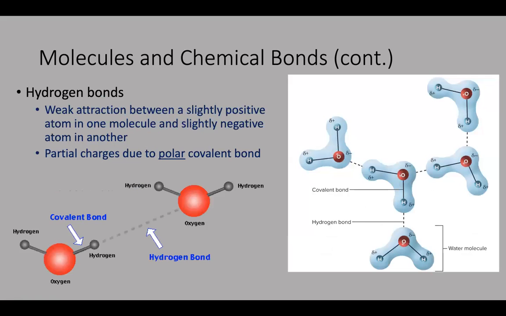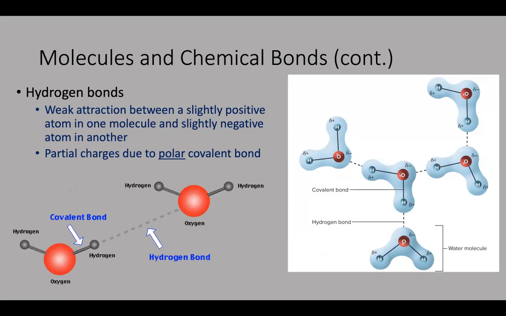Hydrogen bonds. This is, like I said, going to go back to that polar covalent bond. So we have to understand the polar covalent bond before we can really understand a hydrogen bond. A hydrogen bond always involves hydrogen, so that's an easy first step to understanding this. It's a fairly weak attraction, and it happens between molecules that are made of polar covalent bonds.